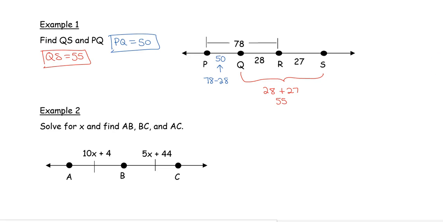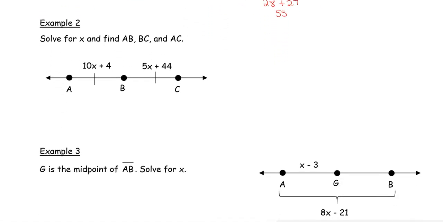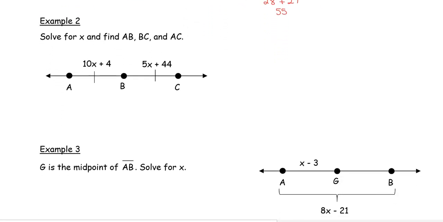All right, number 2. Solve for x and find AB, BC, and AC. When I look at my diagram, there's something a little bit different in this diagram than what we have seen. I see this little indicator. This indicator is telling me that segment AB has the same length as segment BC. These two pieces are equal. What that means is if AB has a length of 10, then BC has a length of 10. Whatever this length is, this has to have that same number representing it.